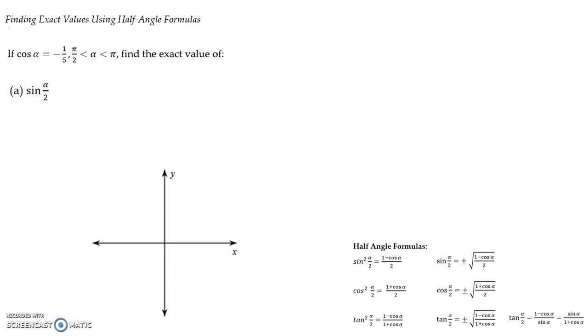In this problem, we're given some information about cosine of A. That's going to be -1/5. And we're given some information about where angle A is going to lie. It's going to be between pi over 2 and pi, which is going to put us in quadrant 2. So let's go ahead and draw our triangle in quadrant 2.